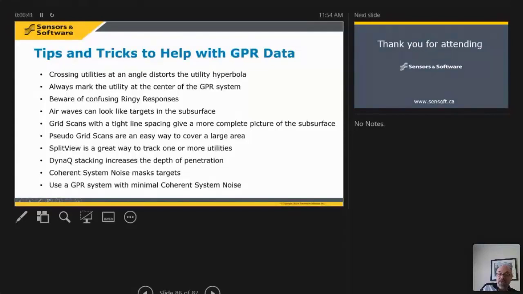Grid scans with a tight line spacing give a more complete picture of the subsurface. Hopefully I've shown you that. And even pseudo grid scans are better than nothing, and they're an easy way to cover a large area. Okay, so those were all the topics I got. I had a few more, but I'm not going to go over time here.